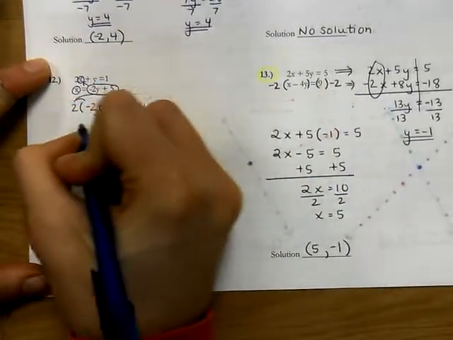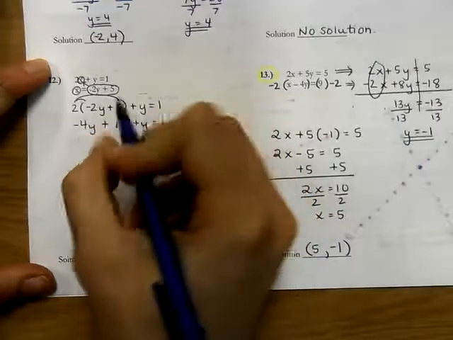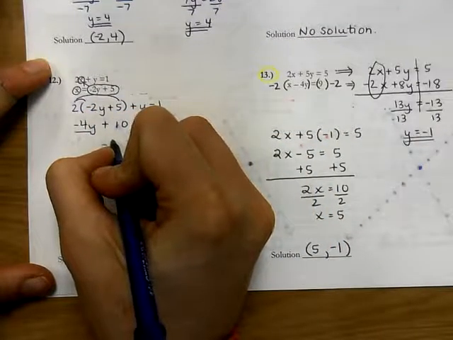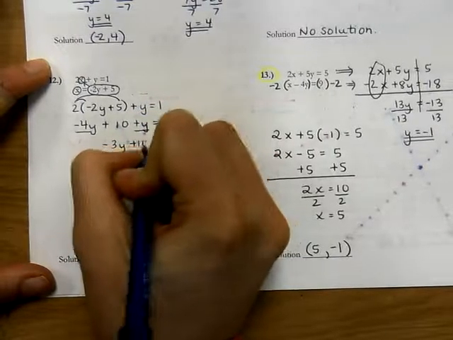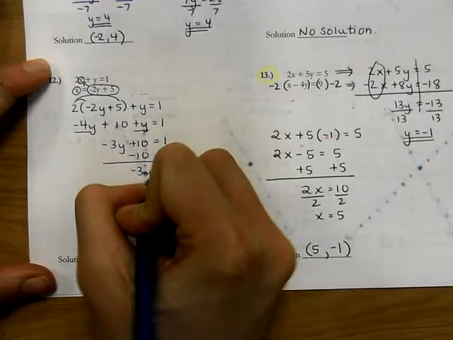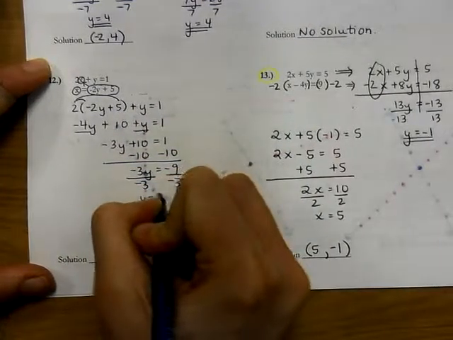From here I can solve. I first distribute. I get -4y plus 10 plus y equals 1. Because -4y and y are on the same side of the equation, I can combine like terms. And now I start doing inverse operations to solve. Divide by negative 3, divide by negative 3, I get y equals a positive 3.